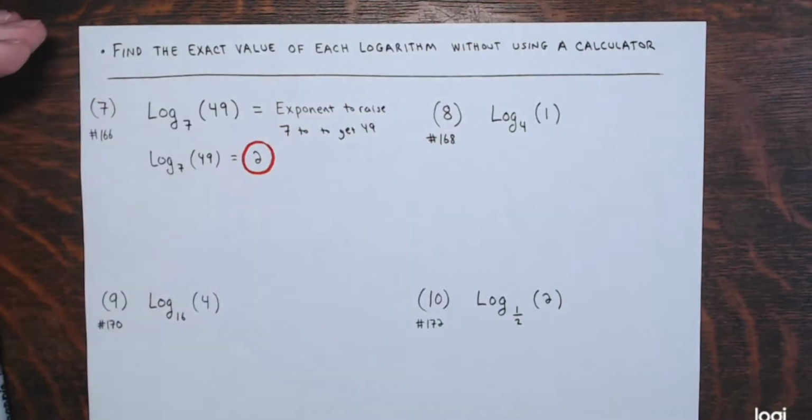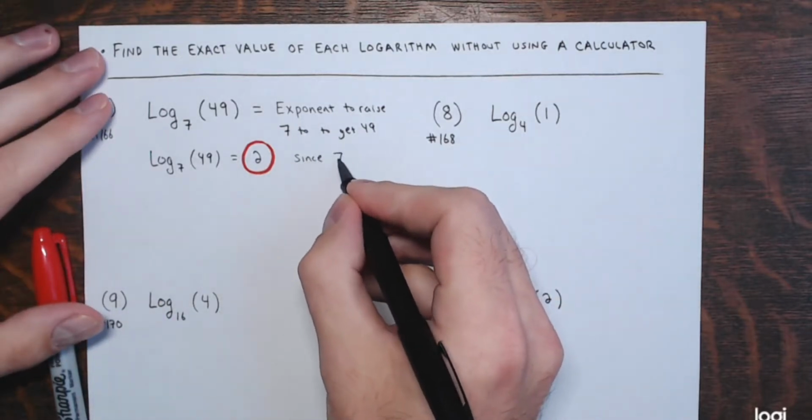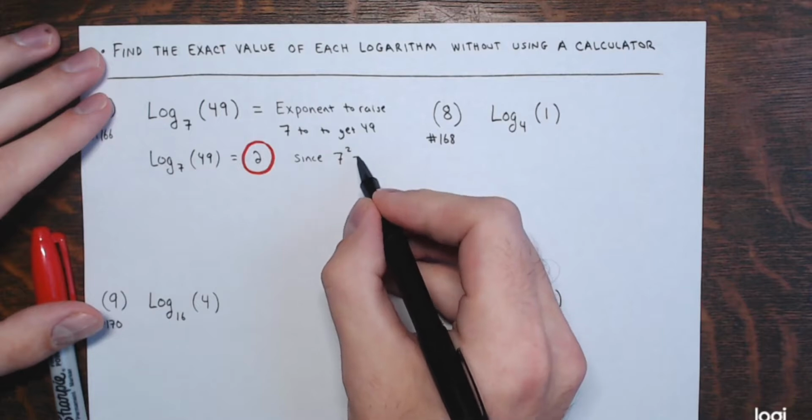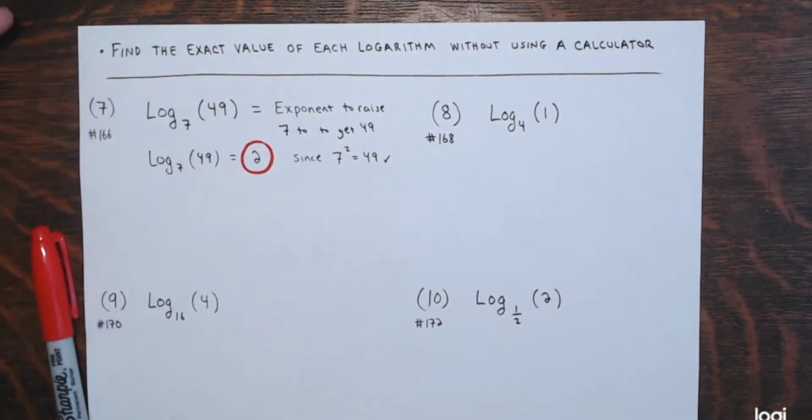Right, and that's because if you were to change to exponential form, 7 to the second power is 49. Right? And that works.